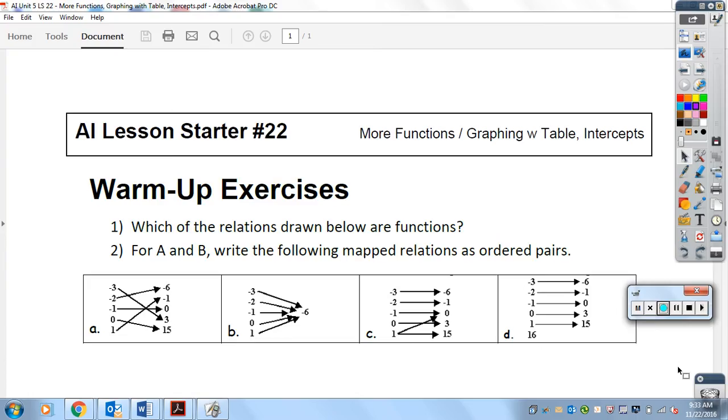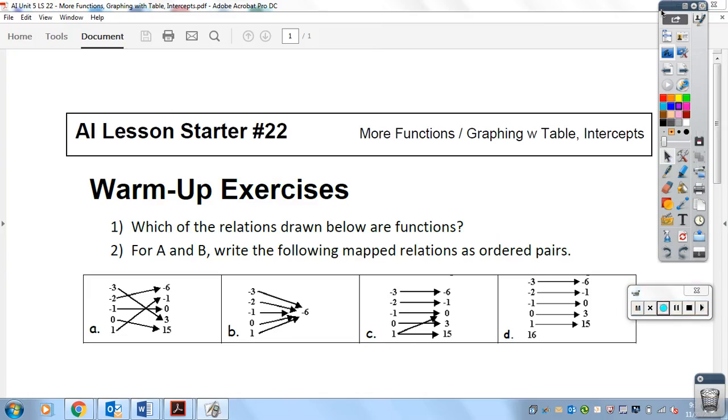I'm going to do my best to go over these concepts, which we hopefully would have gone over some of them prior to this class, so a lot of it will be review. Let's start number 22. We're talking about more functions, graphing with a table and graphing with intercepts. That might be the only new thing we'll talk about today. We're going to talk about the x-intercept and the y-intercept. One of the keys is that the x-intercept means that y is 0, and the y-intercept means that x equals 0. But for now, we're talking about a bit of a review.